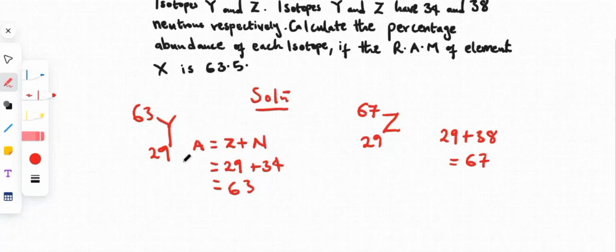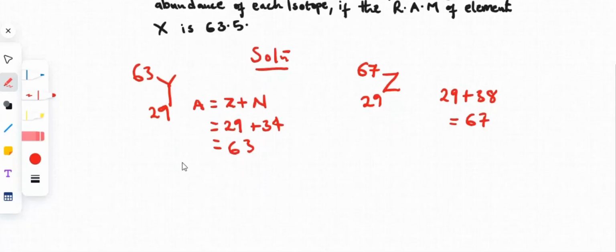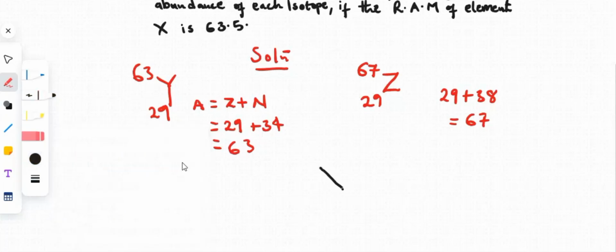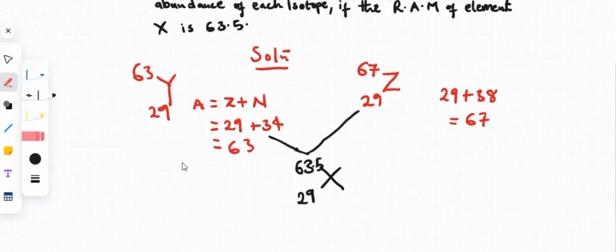So now they give us the relative atomic mass. They told us that X is 63.5. So this is the relative atomic mass. These two isotopes contributed to give you what you are seeing. That is what it means. Now they're asking what is the abundance of Y and what is the abundance of Z? But we don't know, so let's find out.